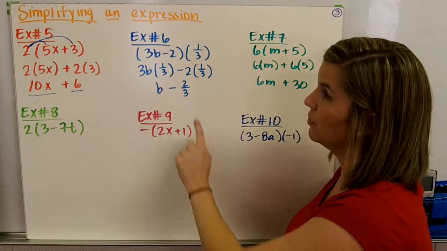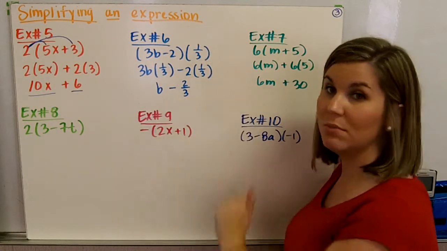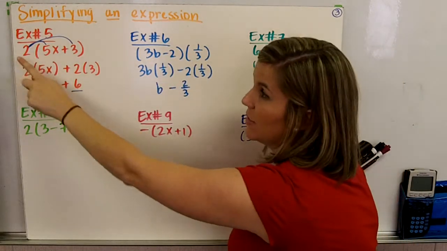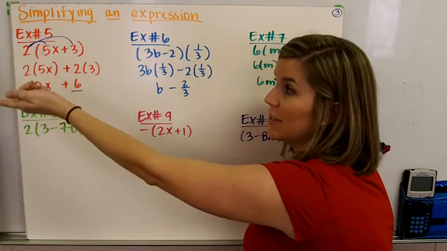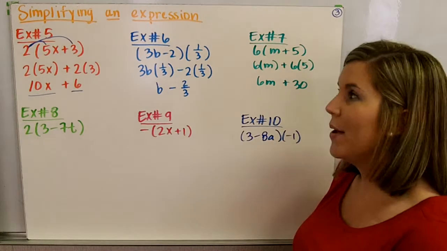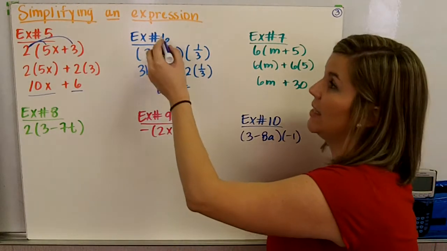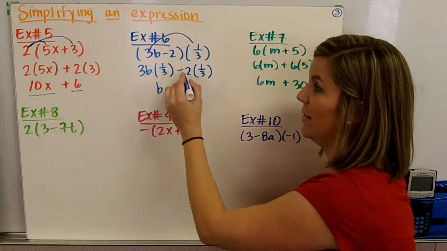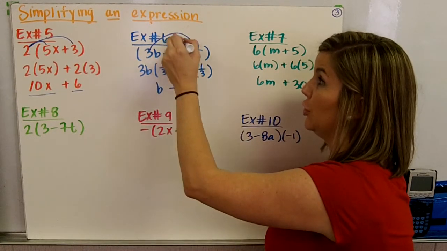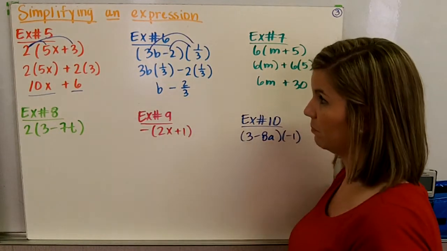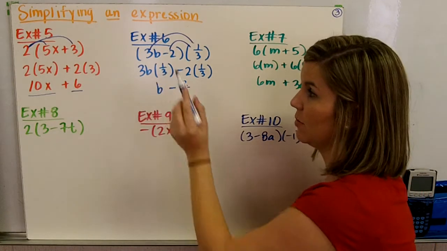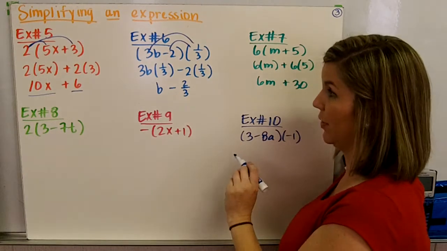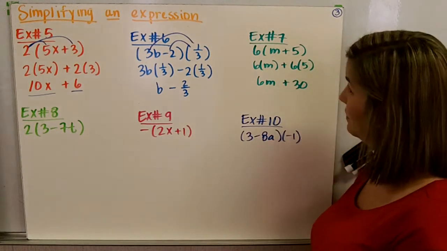3b minus 2, this quantity, times 1/3. We're doing the same thing here as we did in example 5. The 2 was in the front, the 1/3 is in the back. It doesn't matter. You're going to say 3b times 1/3 minus, keep the sign, 2 times 1/3. 3b times 1/3 is just b, 1b, and 2 times 1/3 is 2/3.